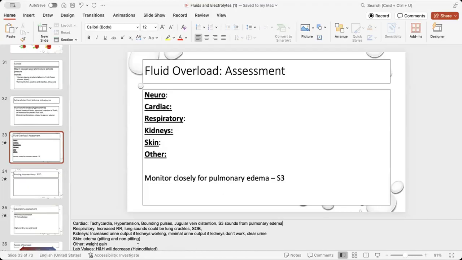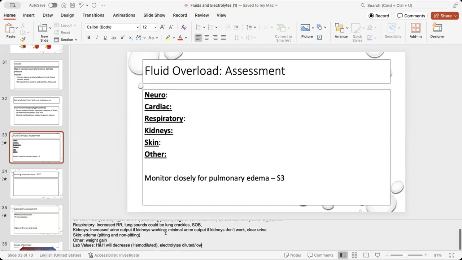What could happen to my other electrolytes, like my sodium, if I have fluid overload? If I've got too much fluid, what can happen to my electrolytes? They're all going to be low. They could be diluted, right? Other electrolytes, like my sodium, could also be diluted. If I take in too much fluid, that could also be decreased.